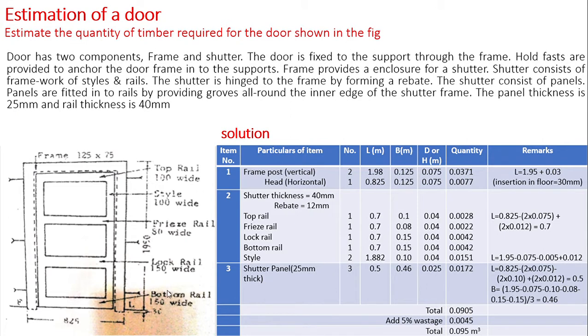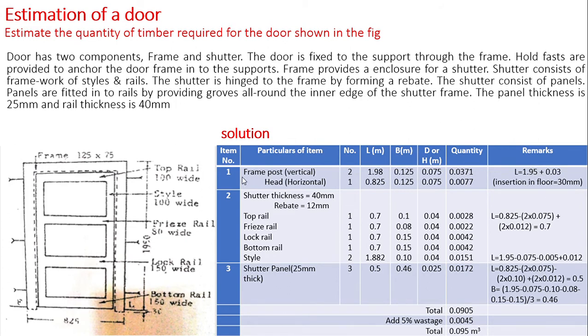Outer to outer width of door frame is equal to 825 mm, and height of the frame above the floor is equal to 1.95 meter. And you can notice that there is insertion of door frame in the floor for a dimension of 30 mm. Now let us go to the solution part. Initially draw the estimate table and fill up the column headings such as item number, particulars of item, number, length, breadth, depth, quantity and remarks. Minor calculations can be shown in remarks column.